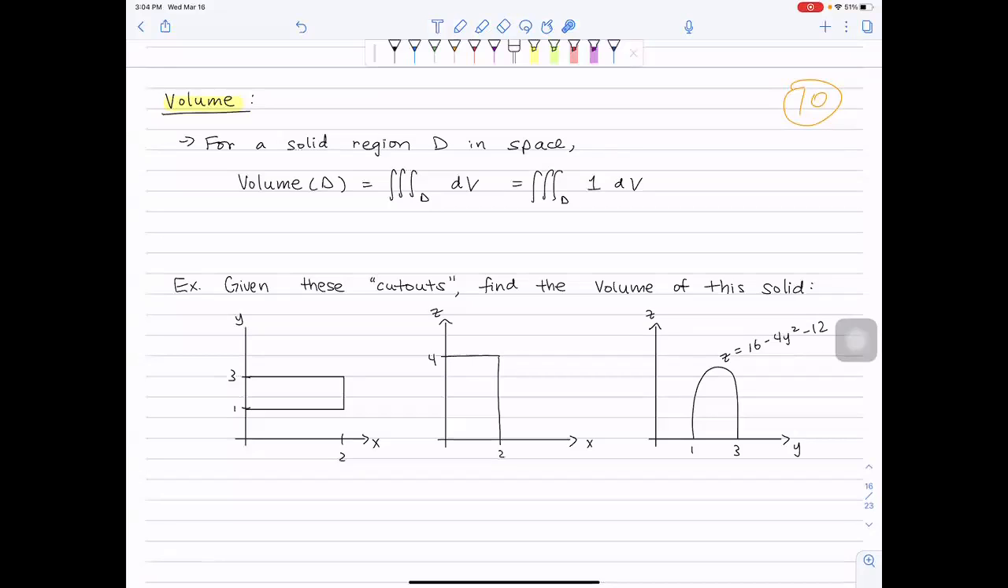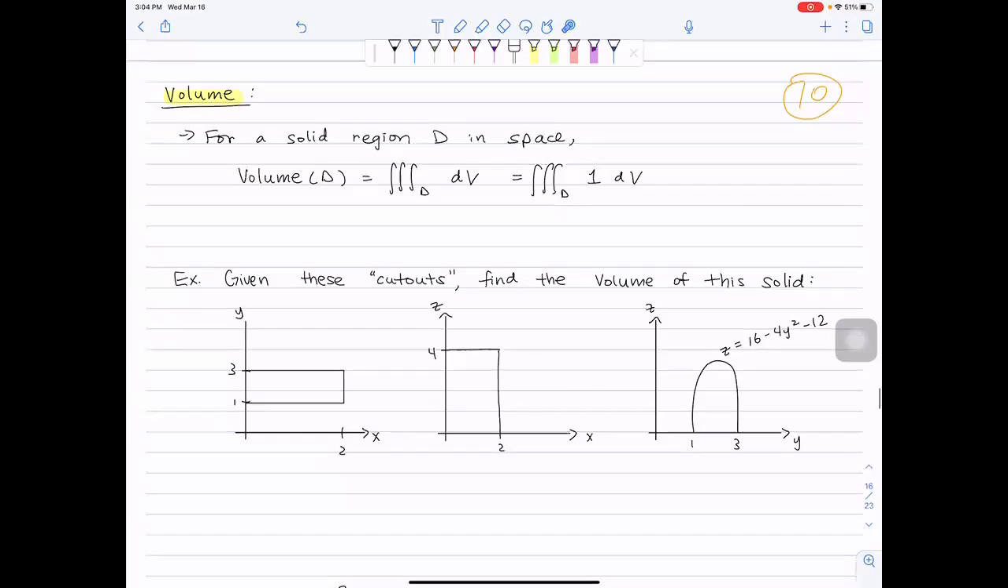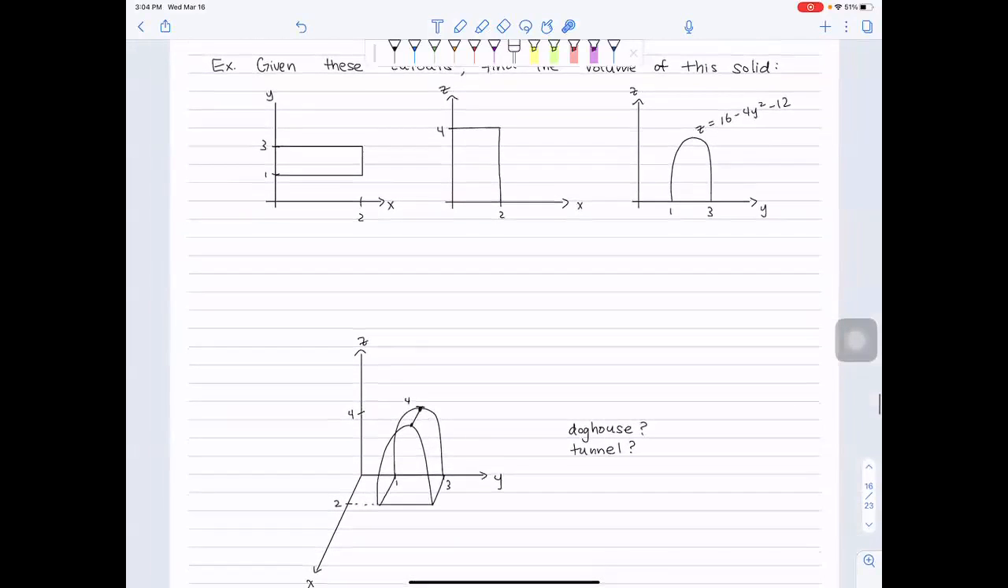So Y goes from 1 to 3. So this is exactly the YZ plane. It looks like that. So let's draw what that looks like. And then we want to fix our shape. So if we get rid of these lines, it looks like a dog house or a tunnel, like that.